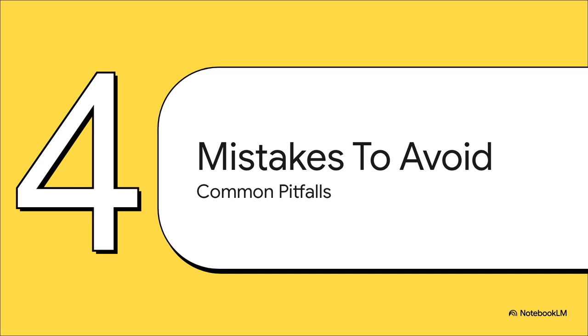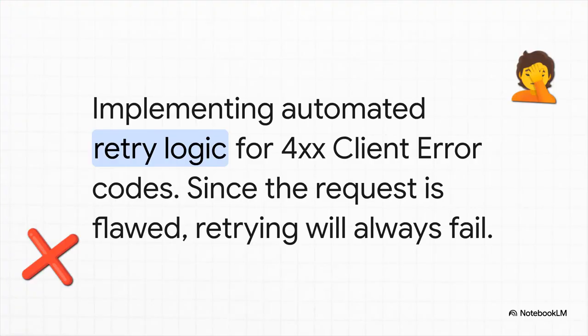But here's where it gets interesting. Knowing the right way is only half the battle. We gotta talk about the traps, the common pitfalls that even experienced engineers fall into. Here it is, the number one rookie mistake everyone makes: building retry logic that triggers on 4xx client errors.